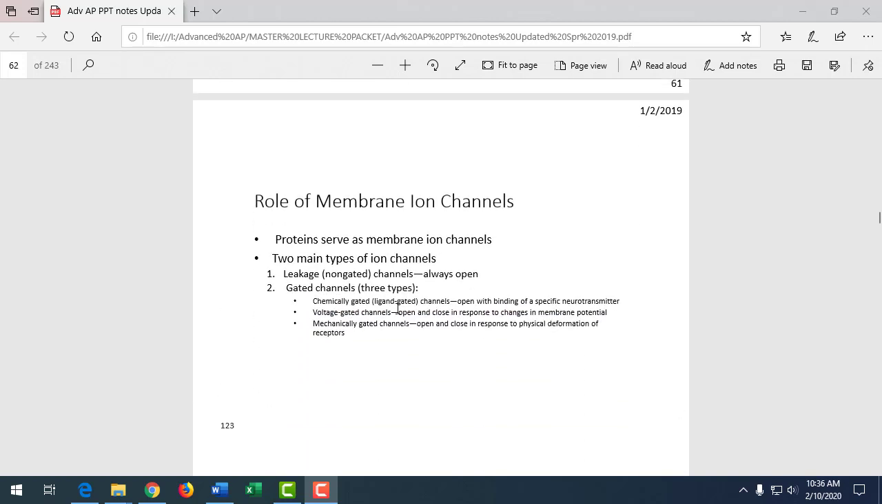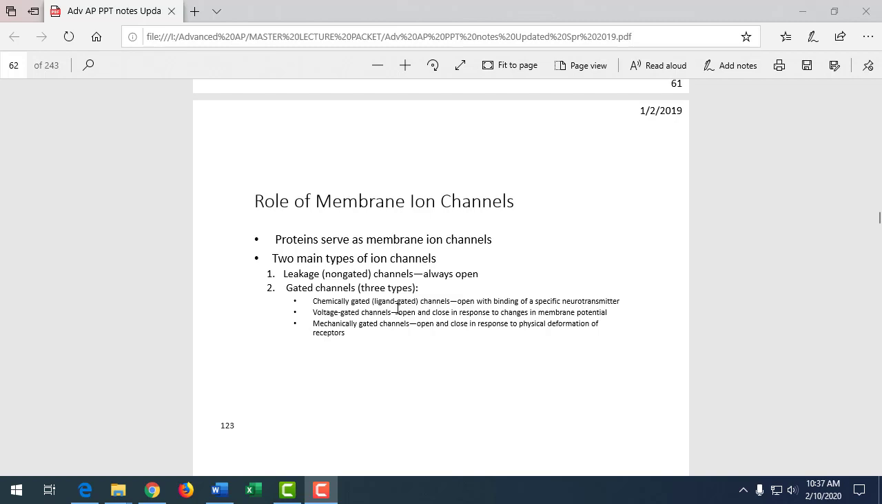So these ion channels are proteins, remember. There's leak channels that are always open, and there's gated channels that only open when there's special conditions going on around the cell. So leak channels we call non-gated channels. They're just always open. And we have leak channels for potassium and for sodium.